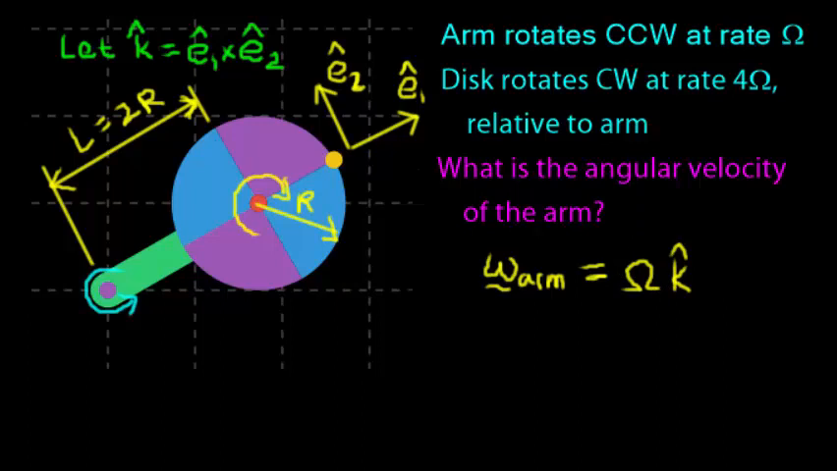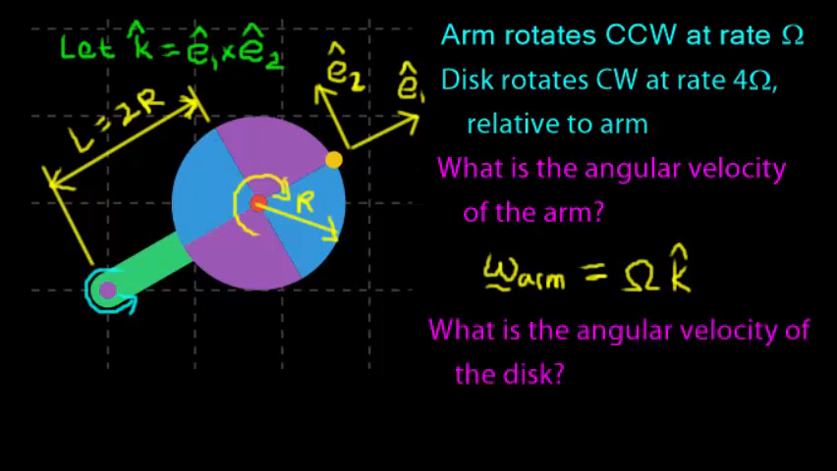So the next question I have for you is, what is the angular velocity of the disk? Think about it for a second. Actually, if you just think about it for a second, you might say omega disk is just 4 omega in the K hat direction, or 4 omega in the minus K hat direction, since it's going the opposite direction. But that would be wrong. I want you to think about it a little more carefully than that. All right, pause it now and then come back when you're ready to check your answer.